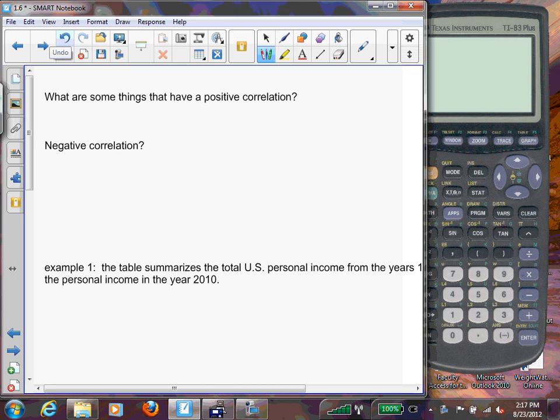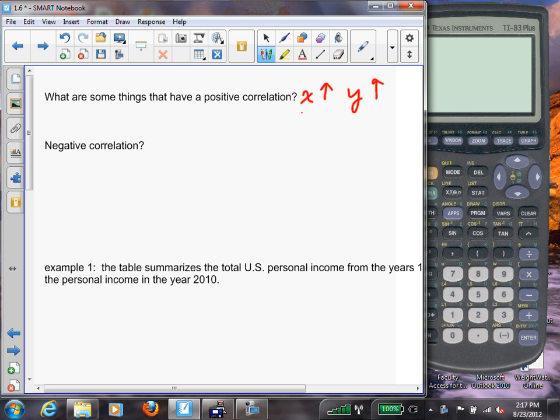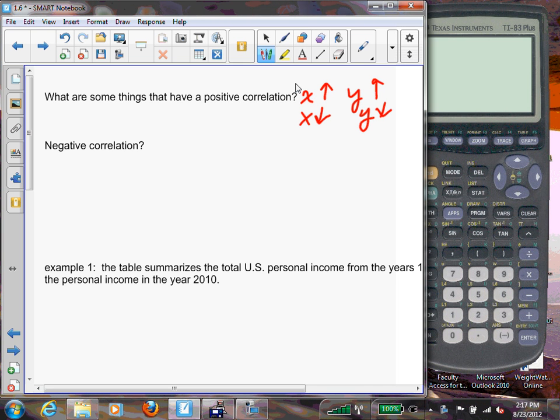Positive correlation: if X goes up, then Y goes up, or if X goes down, then Y goes down. An example of positive correlation. So, in real life, where do we see positive correlations?